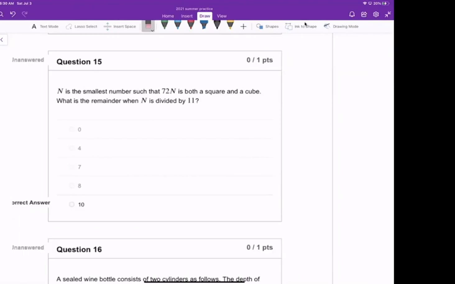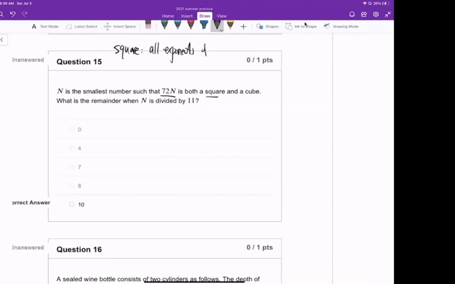Question number 15. n is the smallest number such that 72 times n is both a square and a cube. What is the remainder when n is divided by 11? First of all, let's remind ourselves when a number is a square and when a number is a cube. For a number to be a square, one way to characterize it is to look at its prime factorization: all powers of its prime factors are even. So this just means all powers, or we say all exponents.